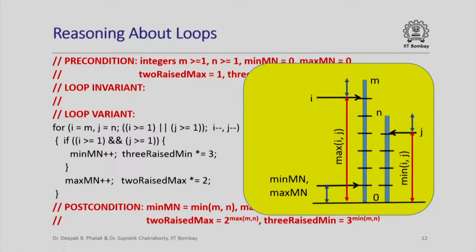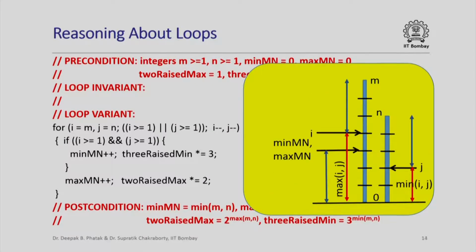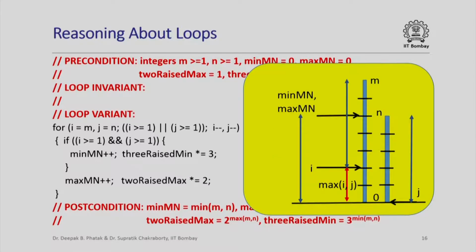And as the loop iterates, basically the i and j arrows will come down and the min mn, max mn arrows will go up. So we have this, then we have this, then we have this, and then we have this, and at this point notice that j has become 0, and so we want to stop the iteration at this point and say that now we have obtained the minimum value of m and n.